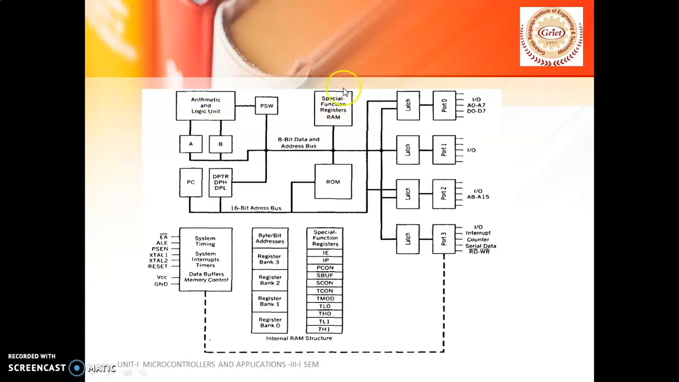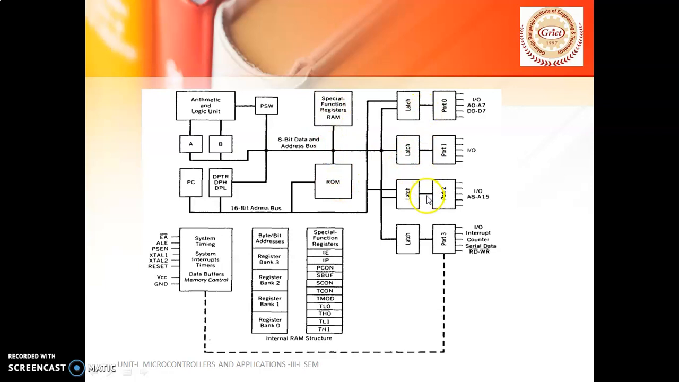Let's see about the internal RAM. The RAM is also called data memory. The 8051 microcontroller has 256 bytes of internal RAM. This 256 bytes of RAM has been divided into two parts. The lower 128 bytes is given for the general purpose RAM area and the upper 128 bytes is given for the special function registers RAM area. Coming to the ROM, ROM is also called program memory or code memory. The 8051 microcontroller has 4 kilobytes of internal ROM.